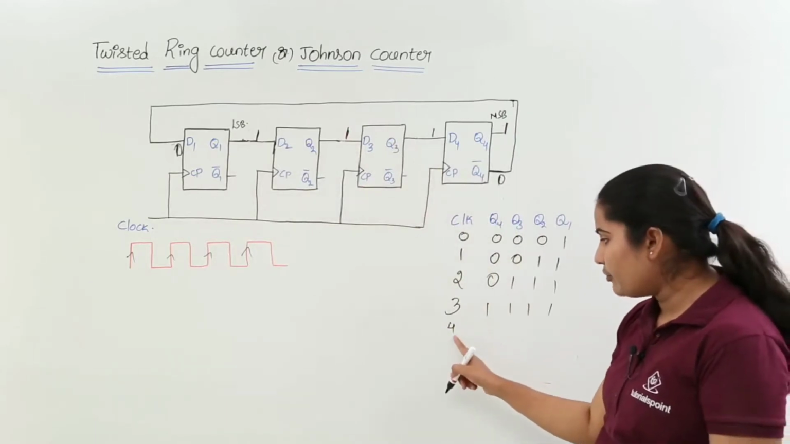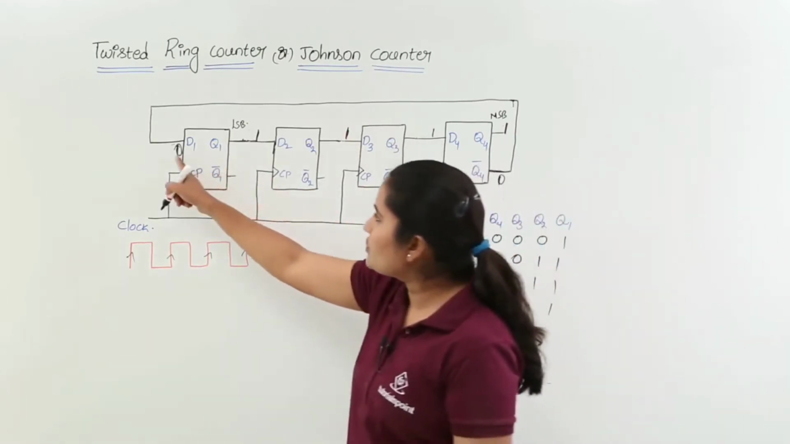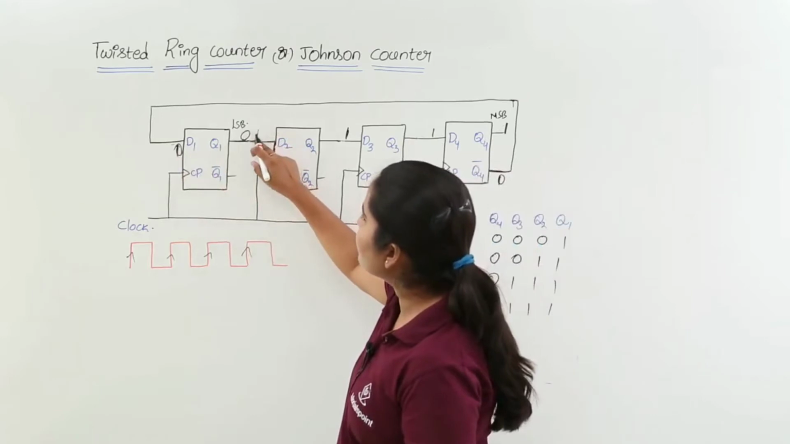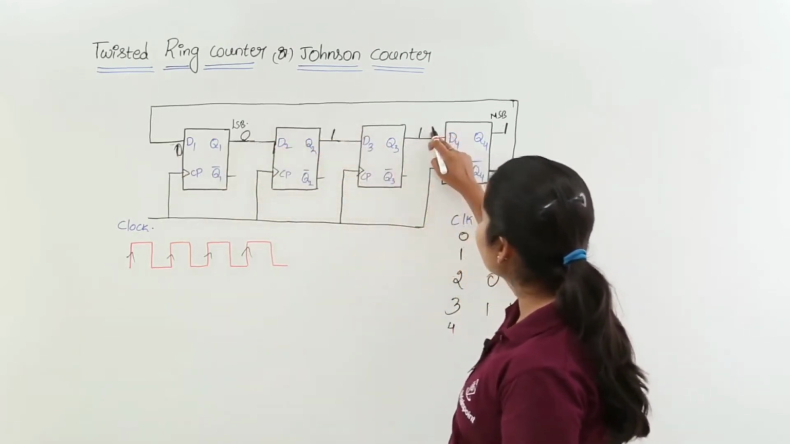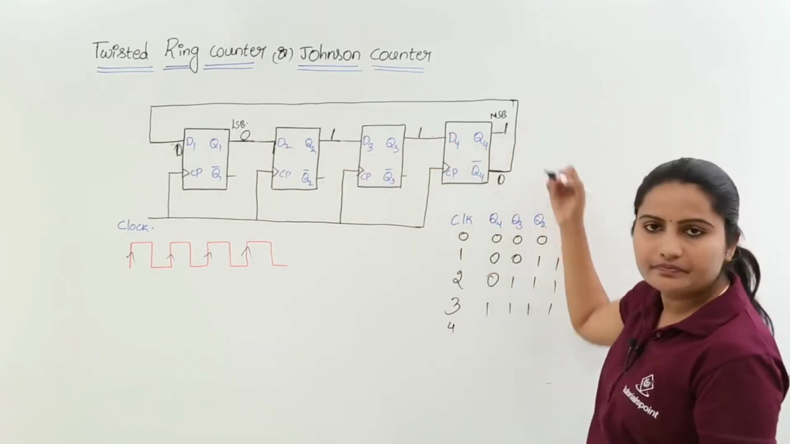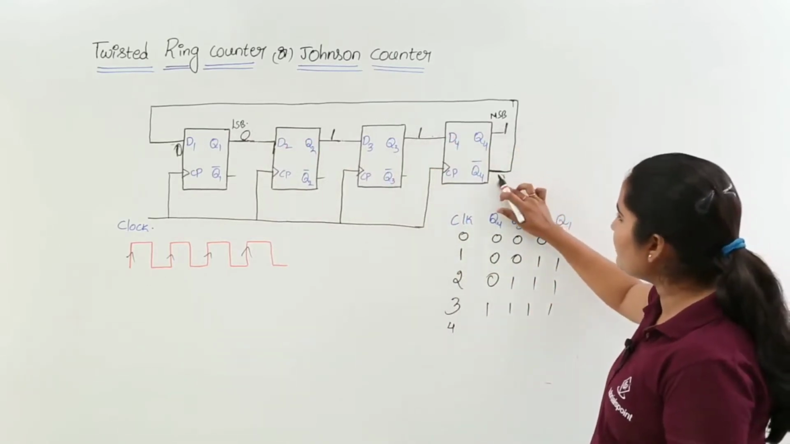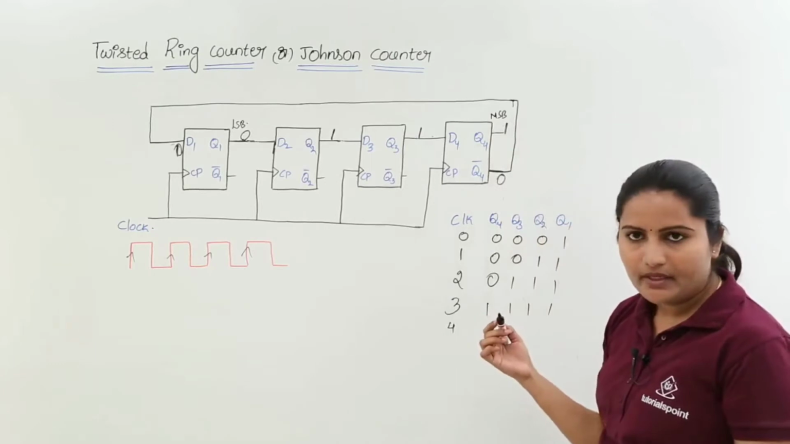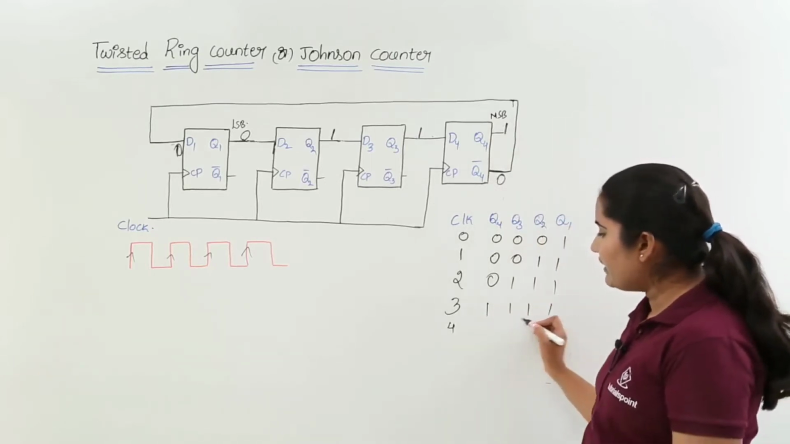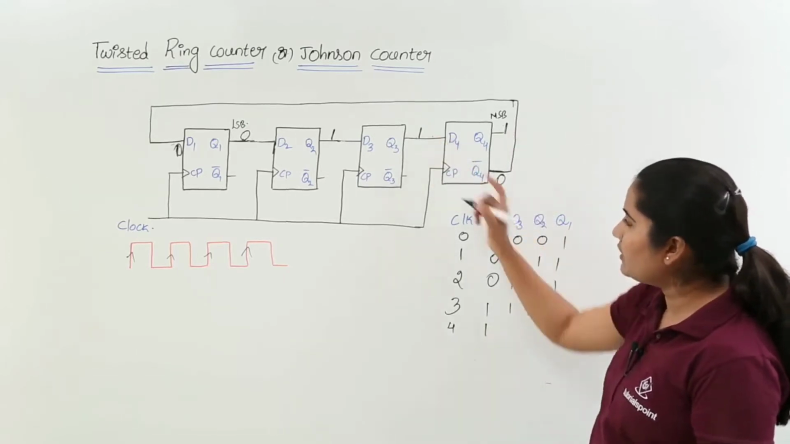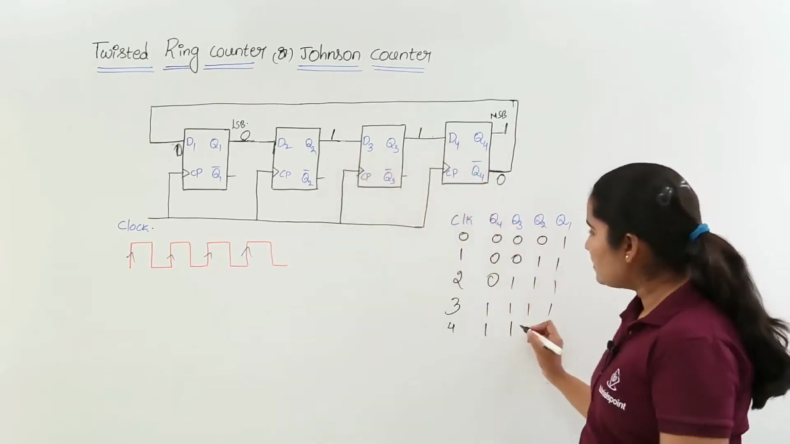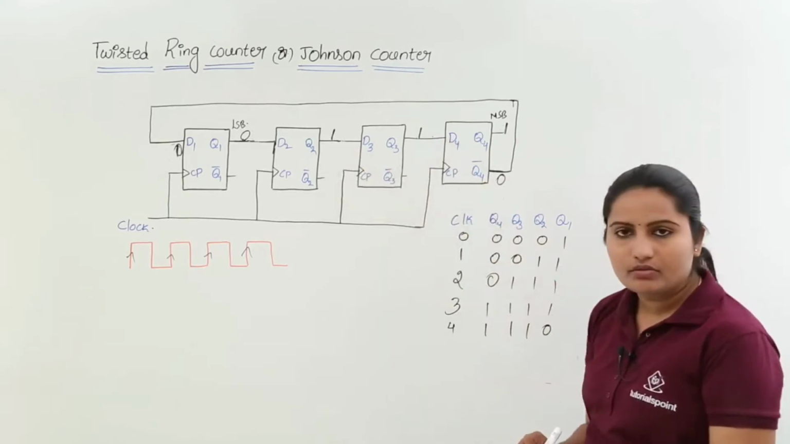When I apply the fourth clock pulse, this 0 will come here, and this 1 will come here, this 1 will come here, and this 1 will come here. If this is 1, this will become 0 once again. So I am again writing my outputs. So 1, 1, 1, 0 are the outputs now.